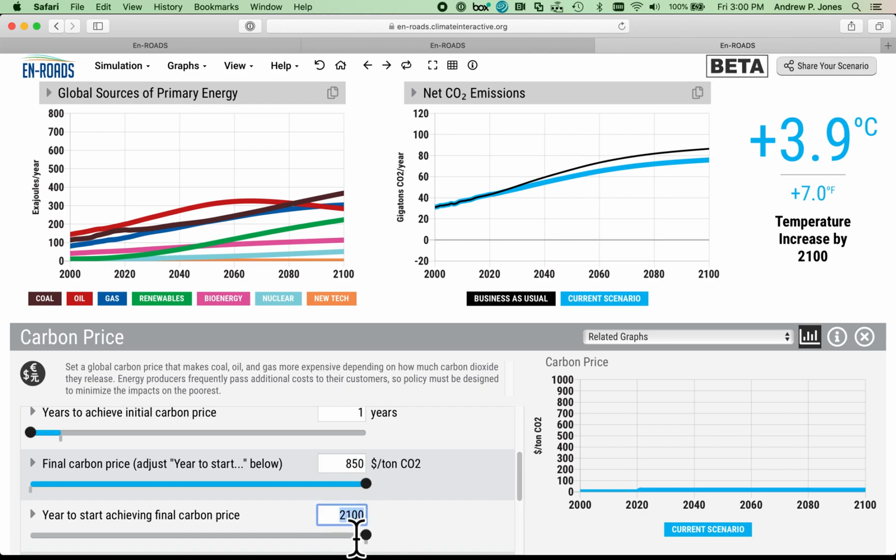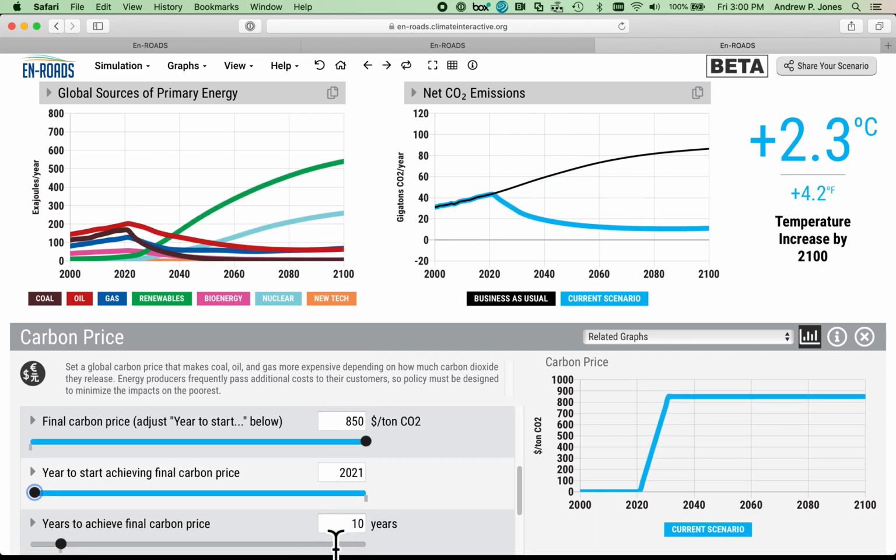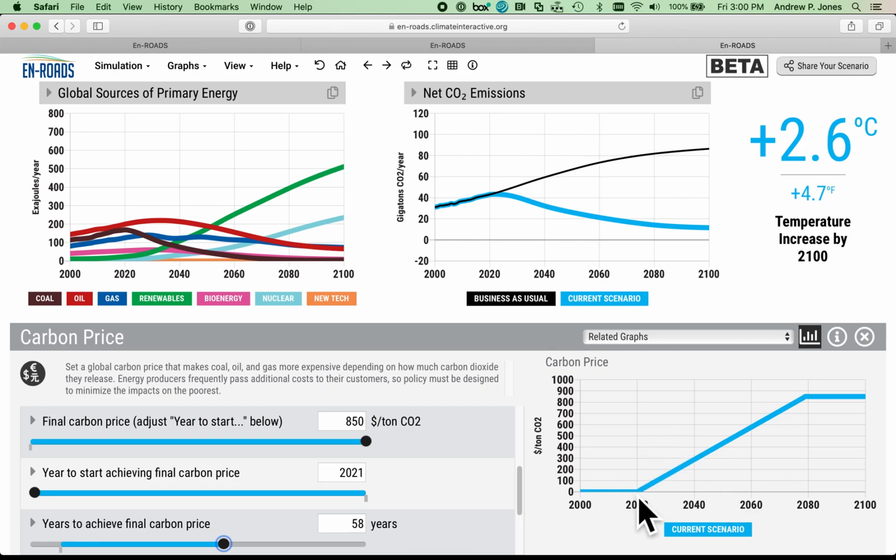It's going to start doing that in 2021, and it's going to achieve that. The math that they came up with was 58 years, not 10 years. So there it is, carbon price growing steadily, similar to what was tested in those integrated assessment models. Look up here, we can see it changes the energy mix, but what? 2.6 degrees, not 2 degrees. That's the puzzle. What happened? Why 2.6 degrees and not 2 degrees? What is going on?